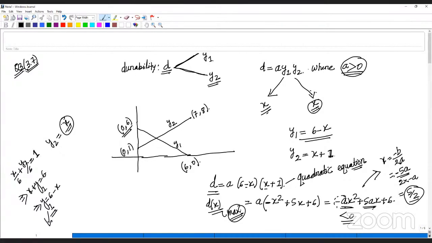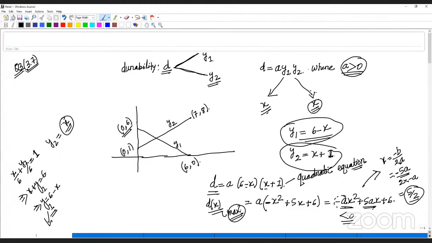So this part is clear, right? So x is 5 by 2, then you have to find y, right? So then you need to find y1 and y2. You know x equals 5 by 2. That's basically what the question is asking: find the values of the function y1 and y2 such that the durability of the road is maximum.